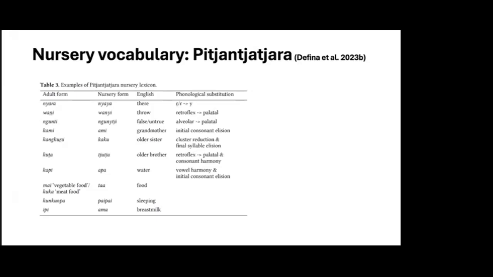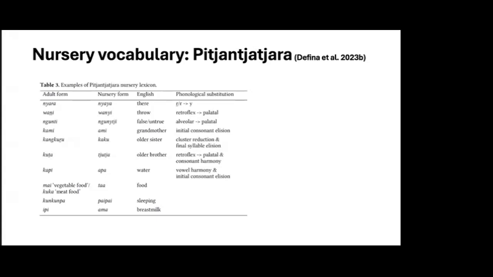You can see some of the nursery forms, such as Nyaya. I hope I pronounced that right, Rebecca. If not, you'll tell me later. Some are closely related to the adult form, whereas some are much less related. Down here, the nursery form for water, upper, is a little bit different from the adult form, kapi.